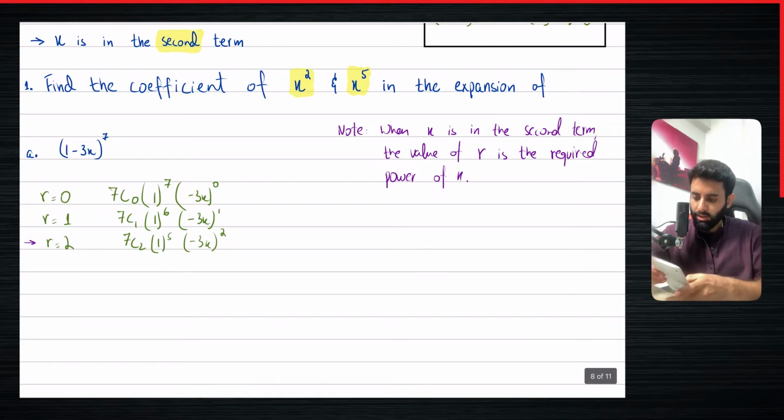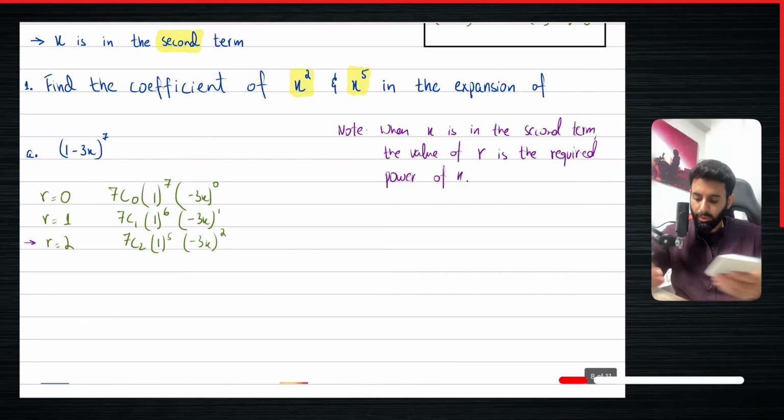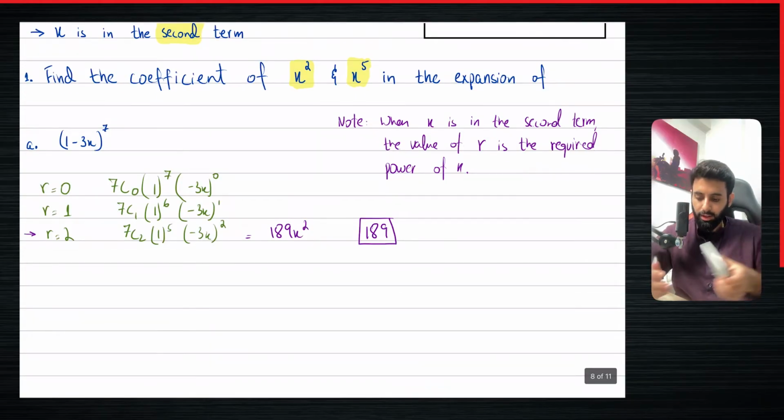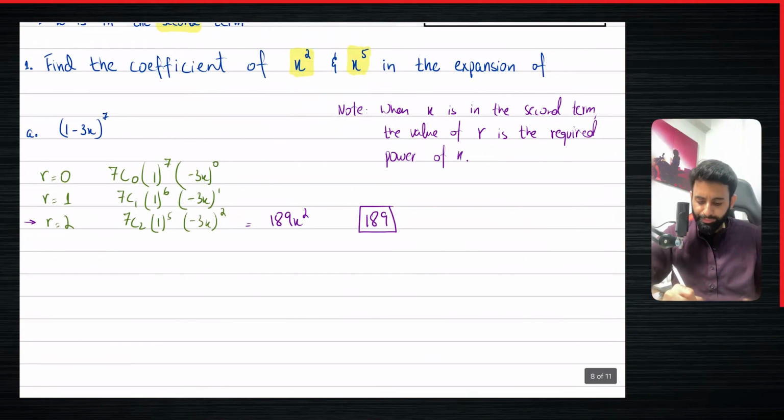Now let's work this out and see what we get. So 7C2 into (-3) squared, so what we get is 189x squared. And of course, since we're asked to find just the coefficient, we'll stop at 189. Let me just double check: 7C2 is 21, into 9 is indeed 189. Okay, now the question doesn't end here. You still have to find out the coefficient of x^5.